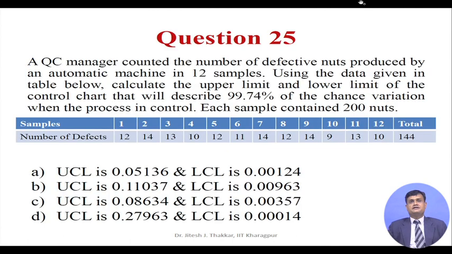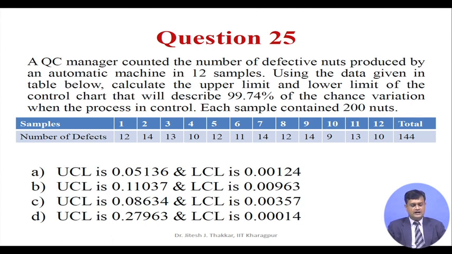Let us look at the final question, question 25 in assignment number 9. A QC manager counted the number of defective nuts produced by an automatic machine in 12 samples. Using the data given in the table below, calculate the upper limit and lower limit of the control chart that will describe 99.74% of the chance variation when the process is in control. Each sample contained 200 nuts.